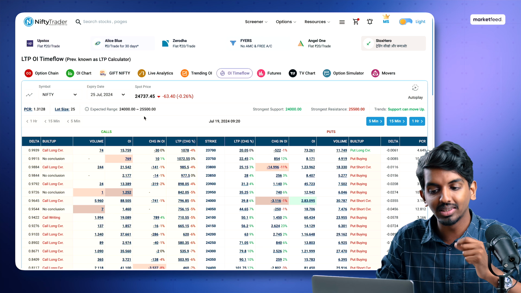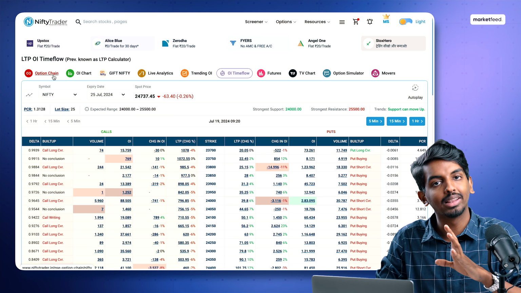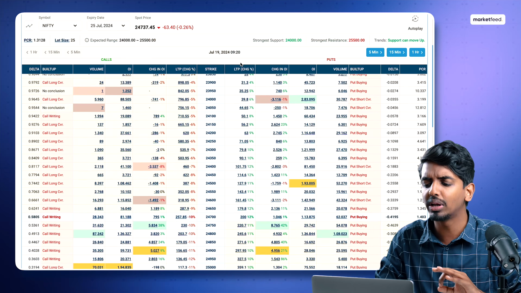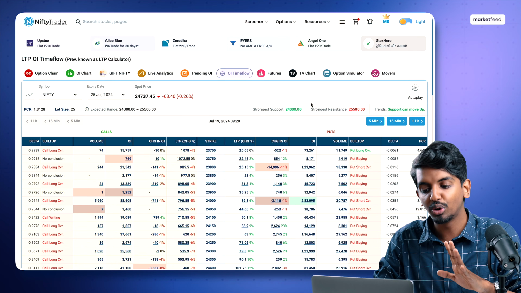So I've come to this Nifty Trader window here. Again, the option chain, the OI chart, most features are free, but for the sake of the video, we'll go into the OI time flow. It's a paid feature. Do not worry about it.